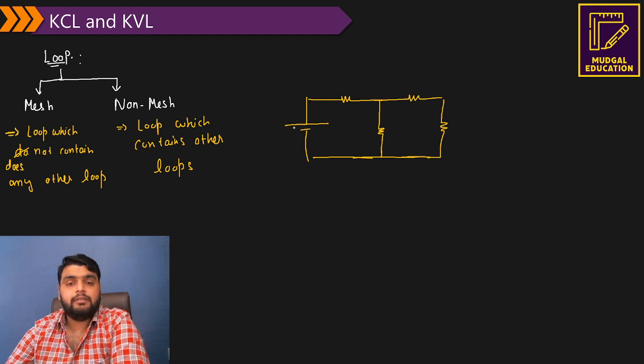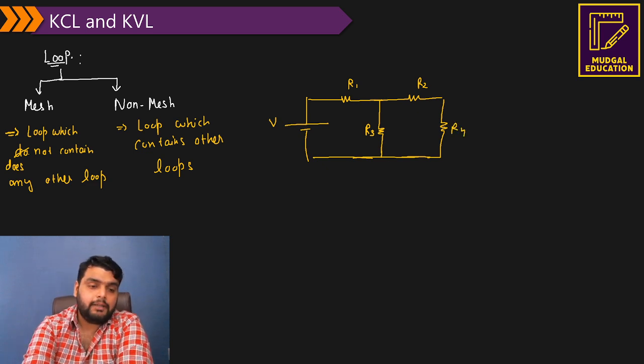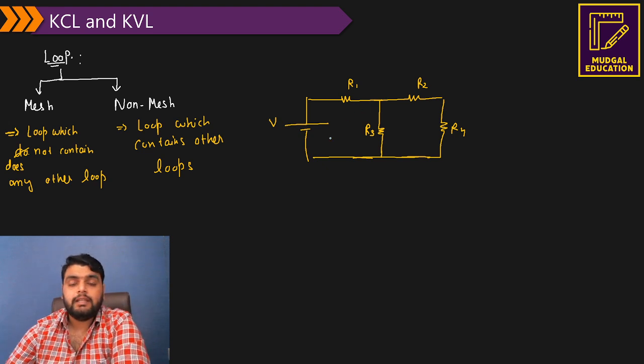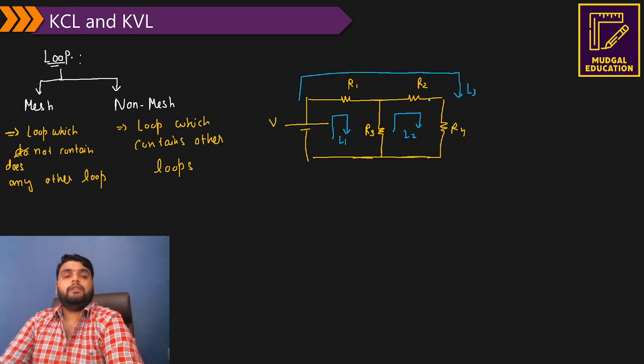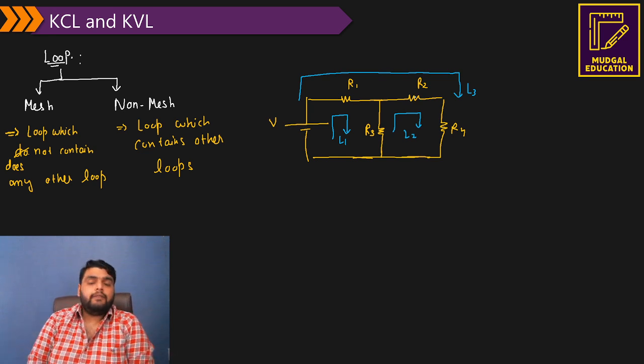If you observe this circuit, this is V, this is R1, this is R2, this is R3, this is R4. Now, if I ask you how many loops are present here, you will say, sir, this is one loop, okay, fine. Sir, this is the second loop, also fine. You will also say, sir, this is the third loop, which is also fine. So how many loops are present here? We have 3 loops present.